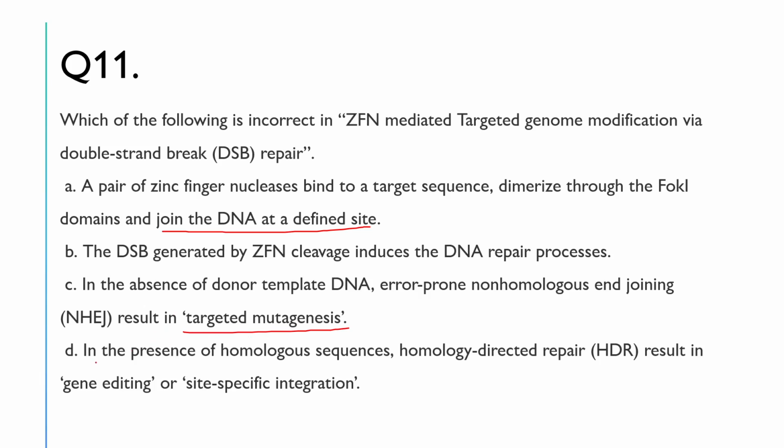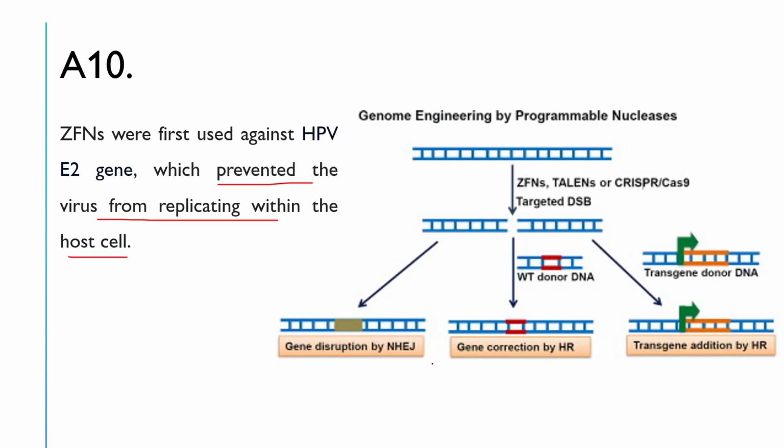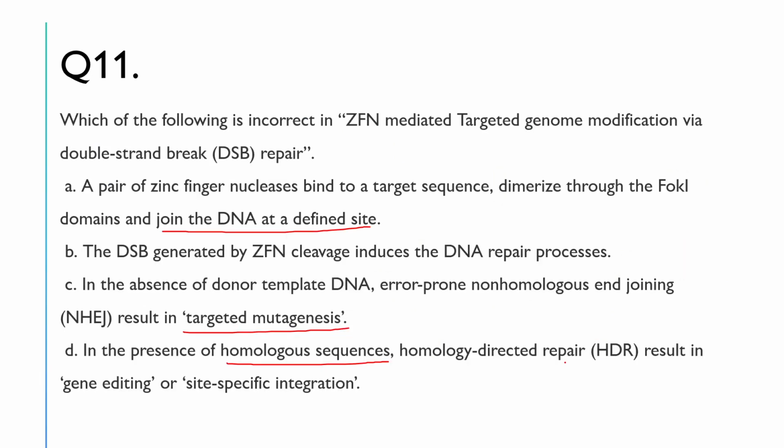So it's correct. In the presence of homologous sequence, homology directed repair results in gene editing and site specific integration. So when there is a homologous sequence, as we talked about earlier, it can lead to homology directed repair or homologous recombination via Holliday junction formation. So it's clear now what the function of ZFN is and how it mediates targeted genome modification.